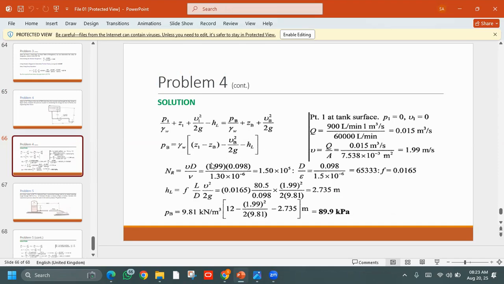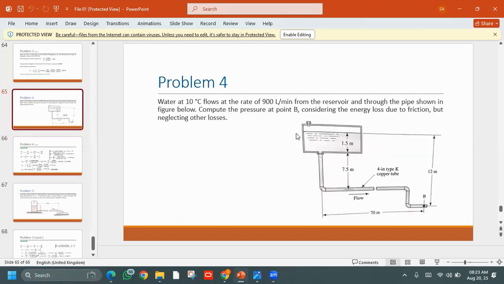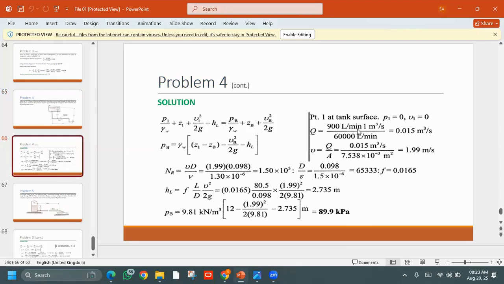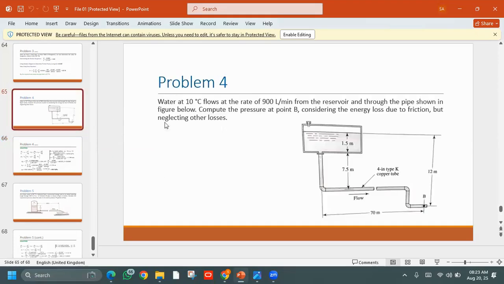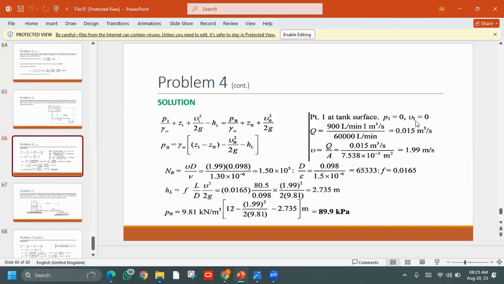But moving towards this part of the equation, we need to see that point one lies at the surface of the tank. So the pressure at point one or point A will be equal to 0, and so is the velocity at point one, and the discharge needs to be converted as it is given as 900 liters per minute.